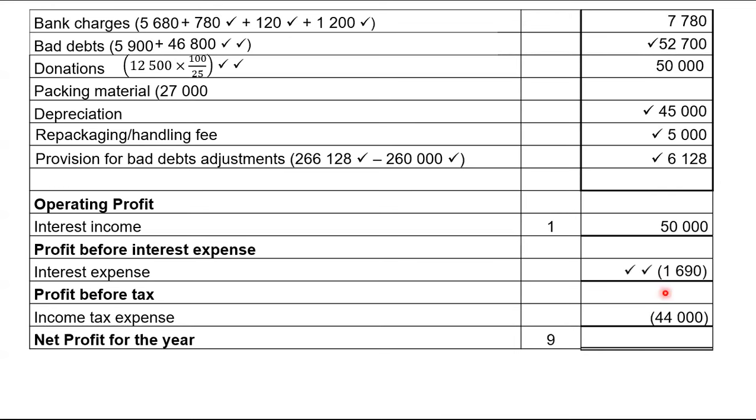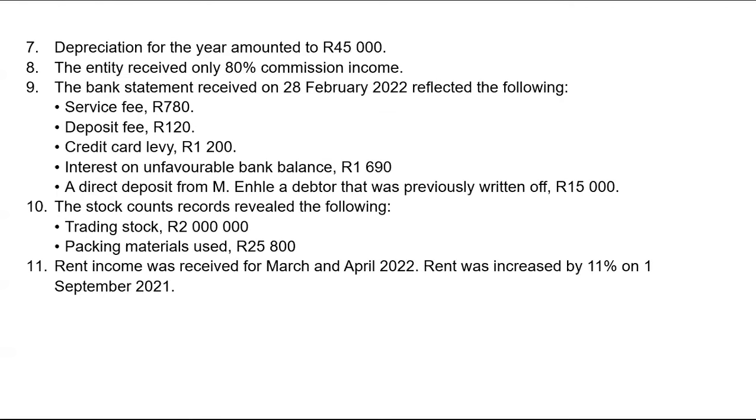Here we go. Next one. A direct deposit from M Entle, a debt that was previously written off. Oh, this is a bad debt. You might be fooled by the fact that it's a debt and take this 15,000 and minus it from debtors control. Guys, you will be wrong.